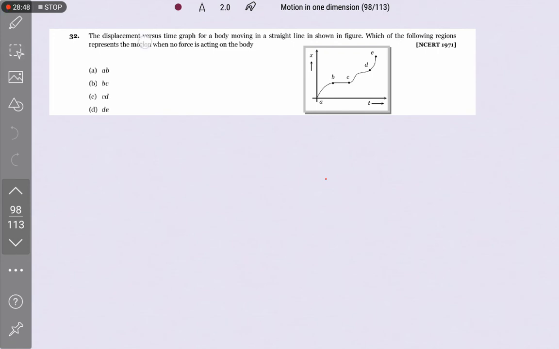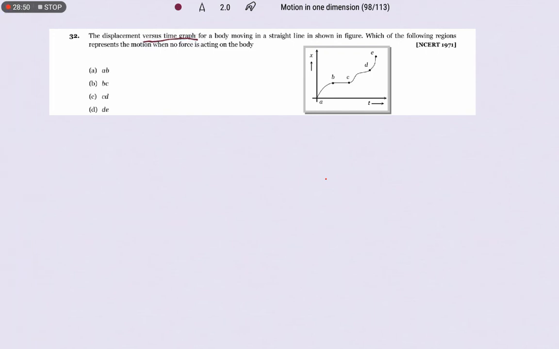The displacement versus time graph for a body moving in a straight line is shown in the figure. Which of the following regions represents the motion when no force is acting on the body? When no force is acting on the body, F equals 0. Therefore, ma equals 0. a equals what? a equals 0.